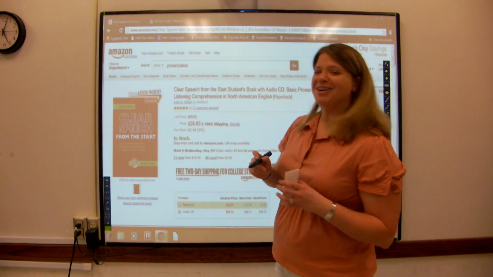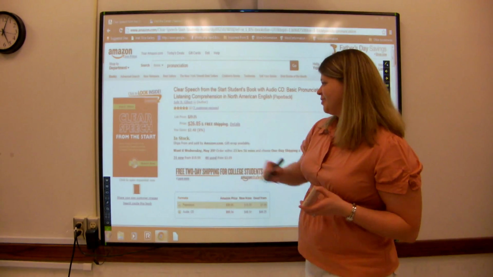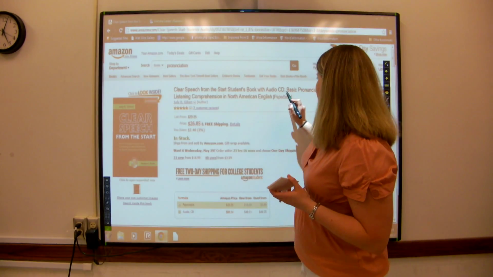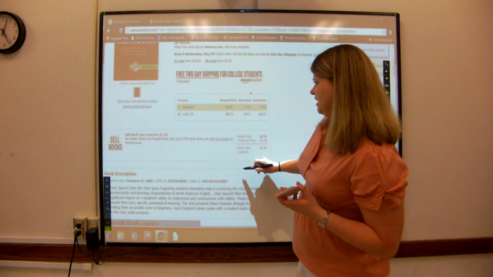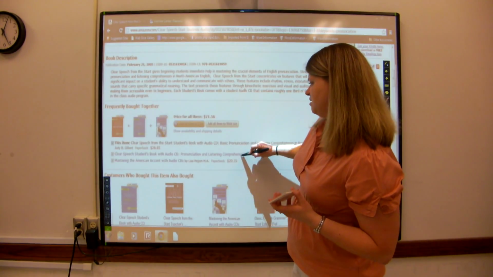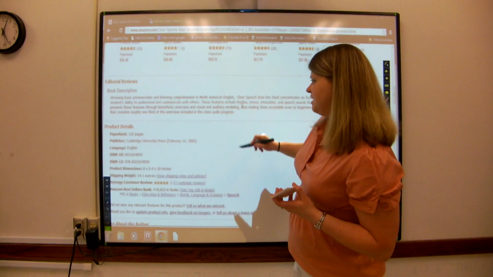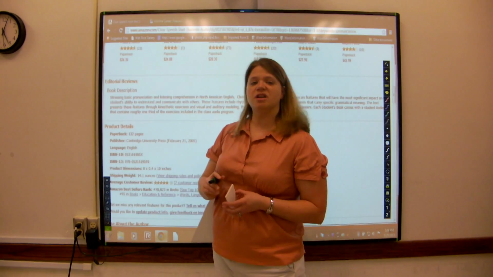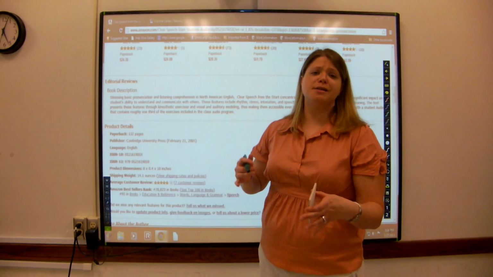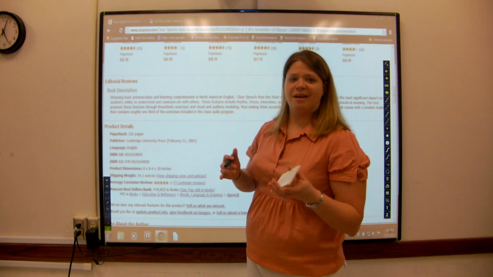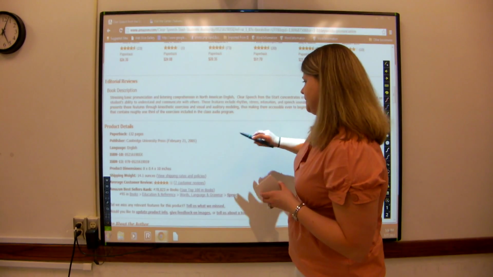So I also want to know the price, of course. I see $26.85 very quickly. Yes, audio CD, so I know it comes with a CD. And I want to know the page numbers, or how many pages it has, to see if that's a good value. This is only 132 pages. Another one might be over 200 pages for a similar cost. So that might help me make my decision.